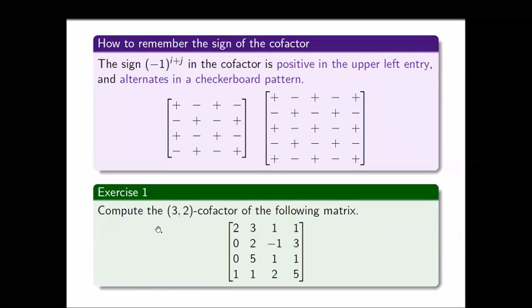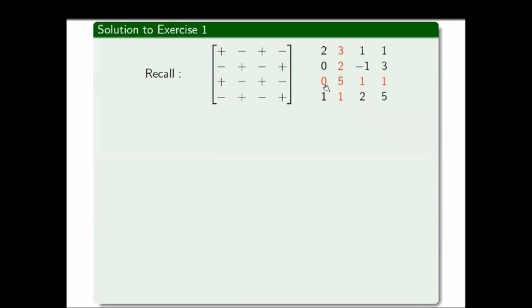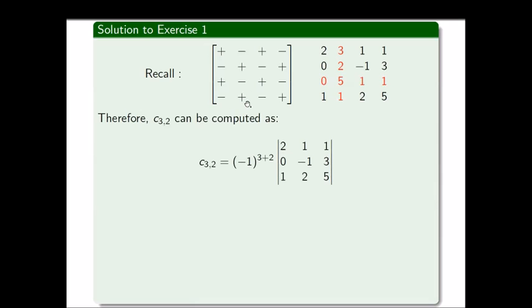Okay, so let's look at an exercise. We're given a 4 by 4 matrix, and we want to compute the cofactor at position 3,2. That's the intersection of the third row and the second column, and these are the row and the column respectively that we are going to delete. Because it's at position 3,2, it's going to be a minus sign. So C32 can be computed as -1 raised to 3 plus 2 times the determinant of the 3 by 3 matrix that we get by eliminating the third row and the second column.